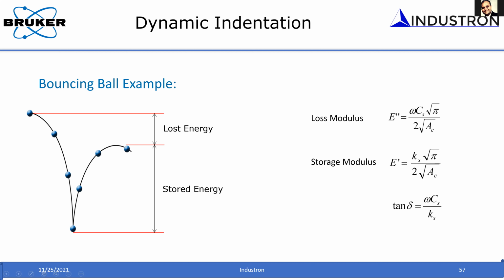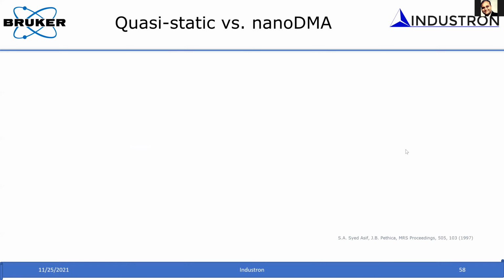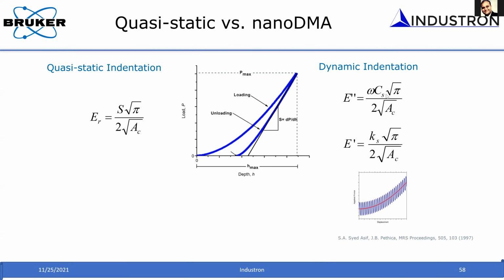With the dynamic technique, you have two components, the loss component and the storage component, both of which can be easily measured by measuring the damping coefficient of the material through the lock-in detection technique that I just mentioned. You can also measure the storage component of the modulus by measuring the storage stiffness and knowing the projected contact size through area function calibration. So this is the main difference. In the quasi-static technique, you just measure the elastic modulus, the reduced modulus, but in the dynamic technique, you can measure both the loss and storage modulus as well as tan delta.